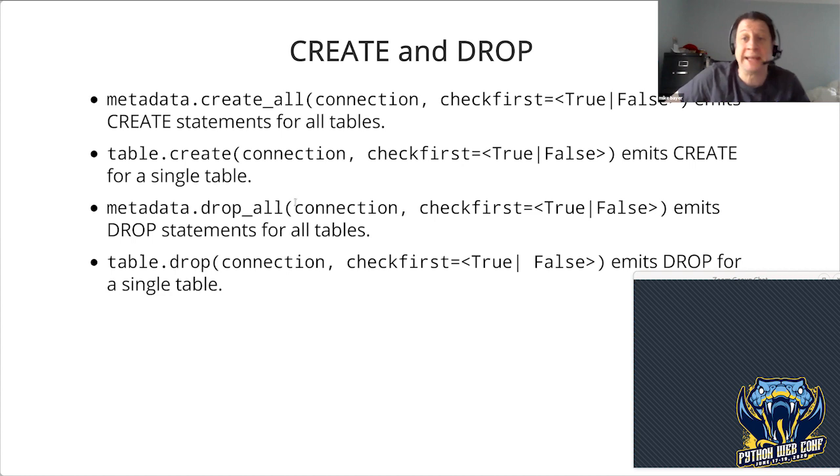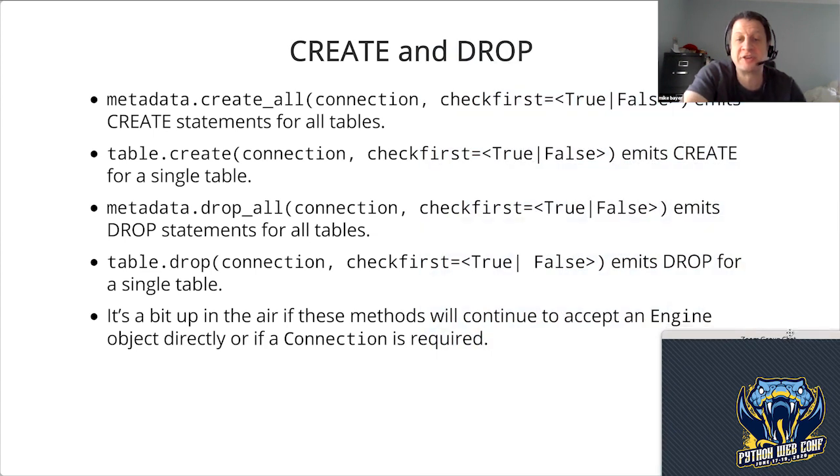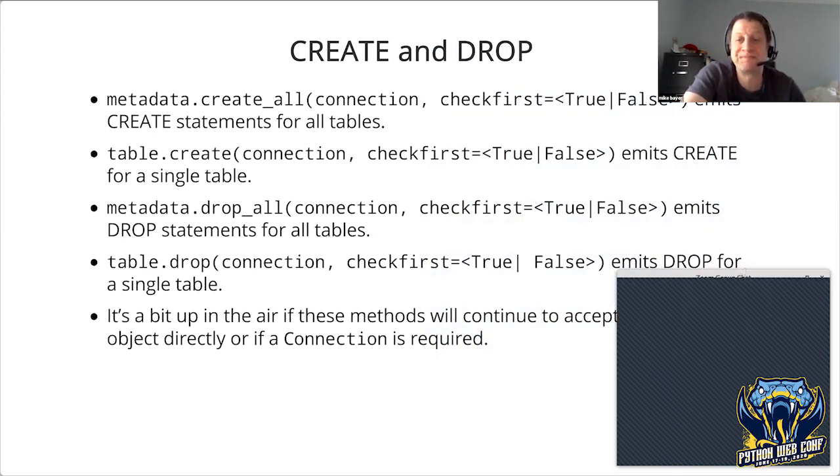You can also pass an engine to create_all, create, drop_all, and drop. However, I might be changing that for 2.0. It's better to pass a connection, because that way you are defining the scope of the connection and the transaction, stuff like that. It's a bit up in the air if these methods will continue to accept an engine or if a connection is required.